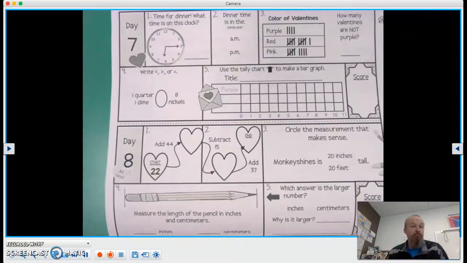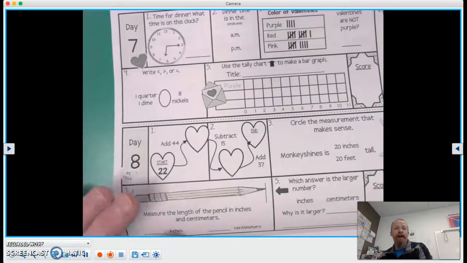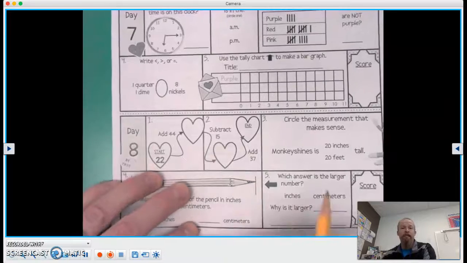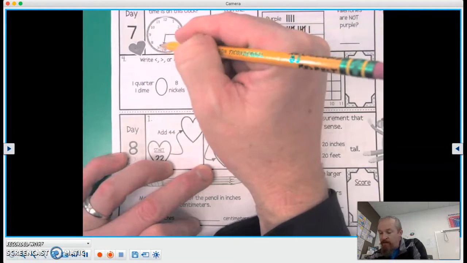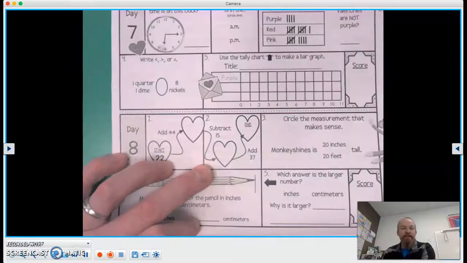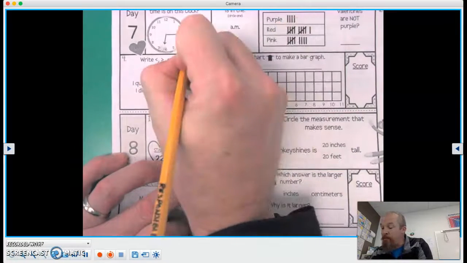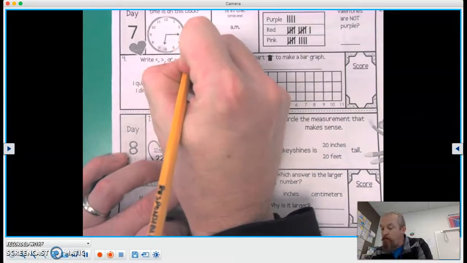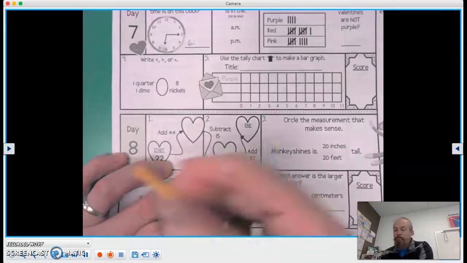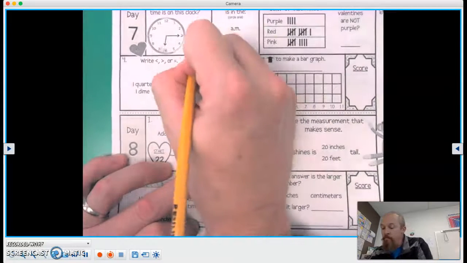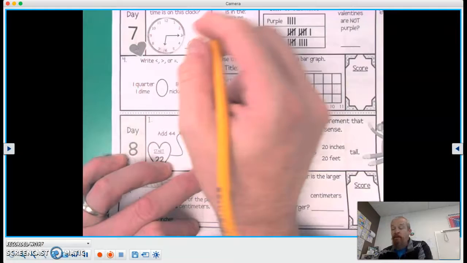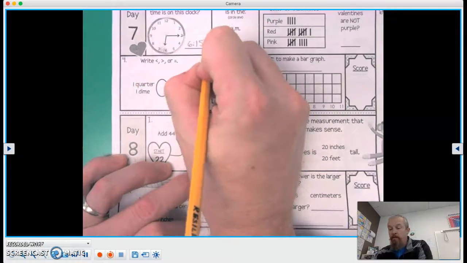Number 1, time for dinner. What time is on this clock? Well, I'm going to look at the hour hand, and I'm between 6 and 7, so it has to be 6 something. And now I'm going to count my minutes. 5, 10, 15. And since it's dinner, it would be p.m.